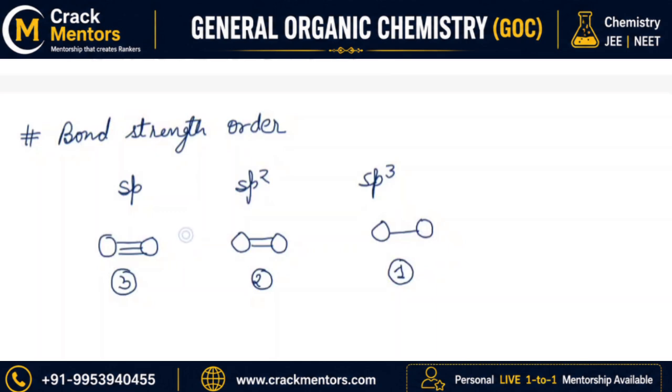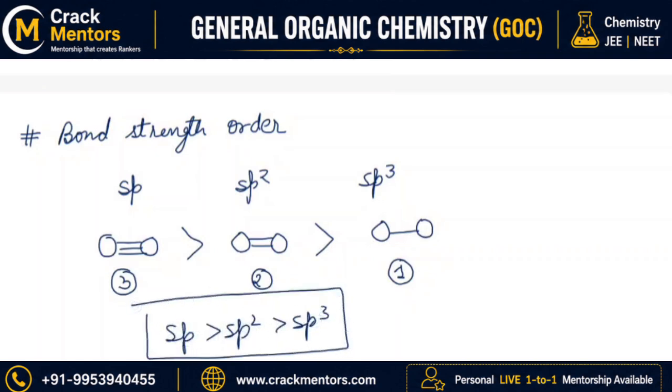That 3 bondings will be more strong. So this is the bond strength order: sp, sp2 and sp3. You know that bond length is inversely proportional to bond strength. Therefore, I can also write the order of bond length, that is sp3 greater than sp2 greater than sp1.